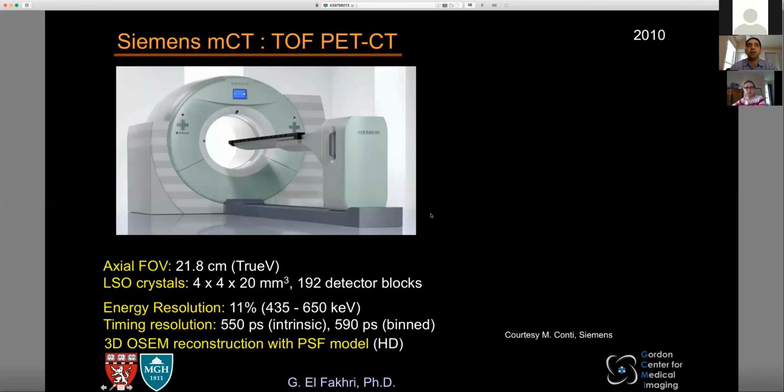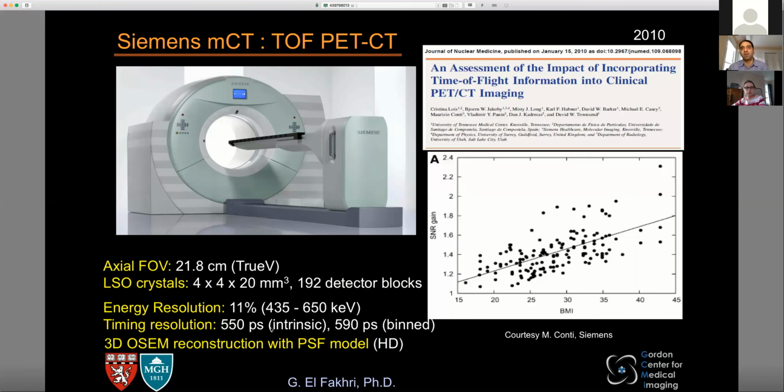And then Siemens came also with the same thing, TrueV, and then the Vision later with an axial field of view 21 initially, then 25, and the timing resolution was 500 picoseconds. Now all Siemens reports timing resolutions in the 250 picoseconds, GE in the 350 picoseconds. So we are becoming much better at delineating where the event happened. What does that buy us?